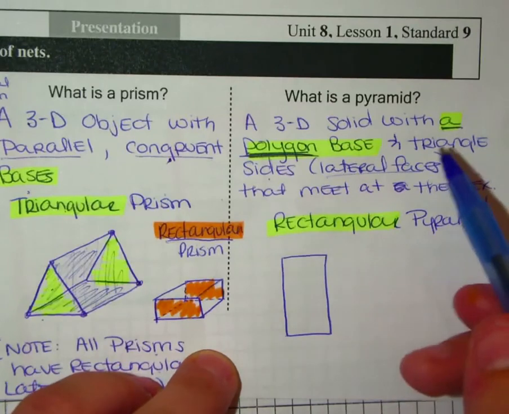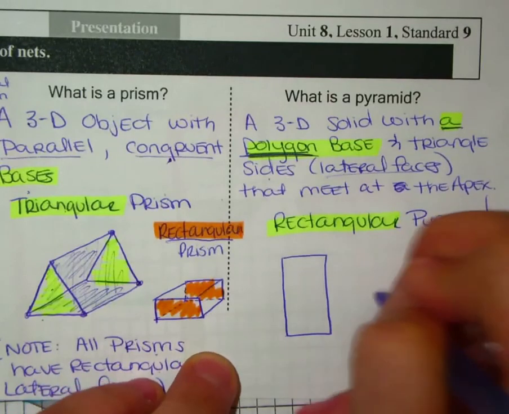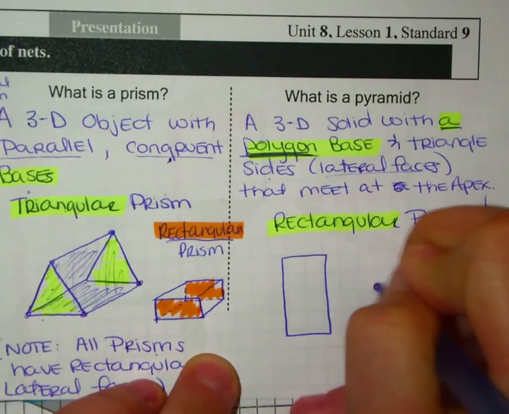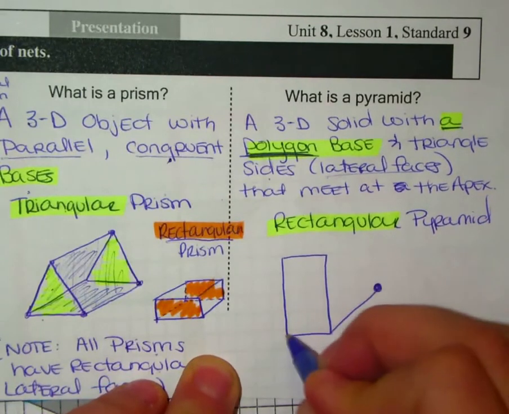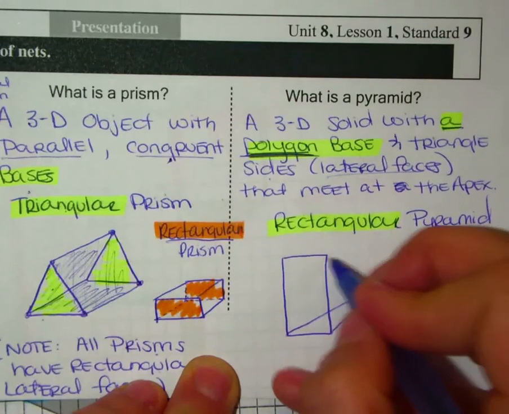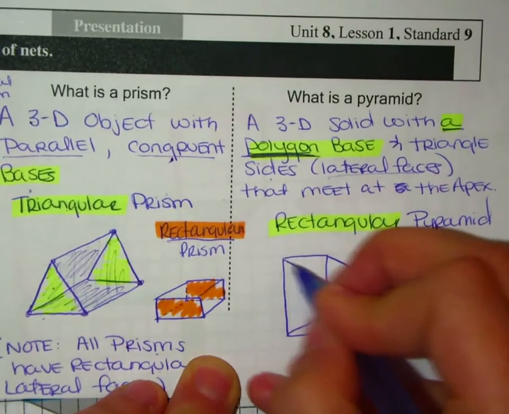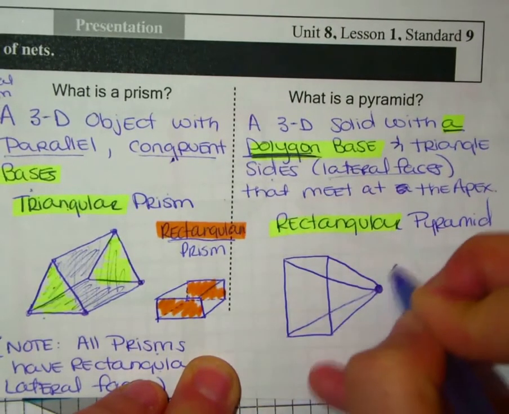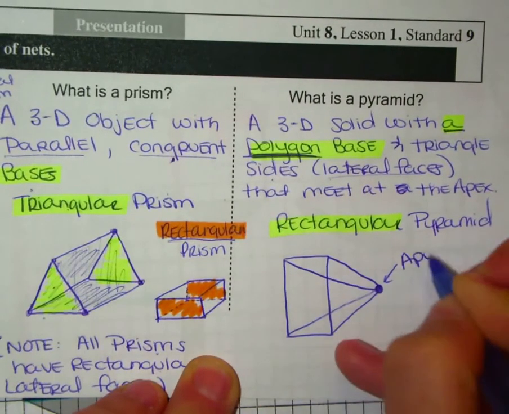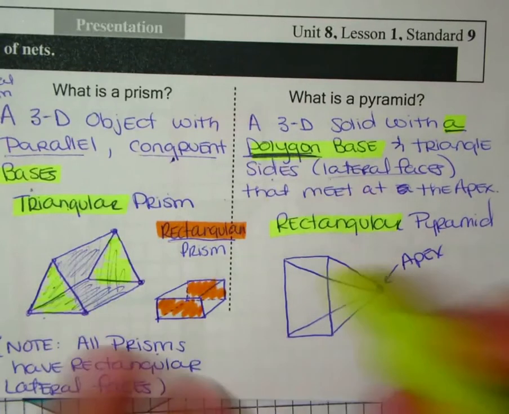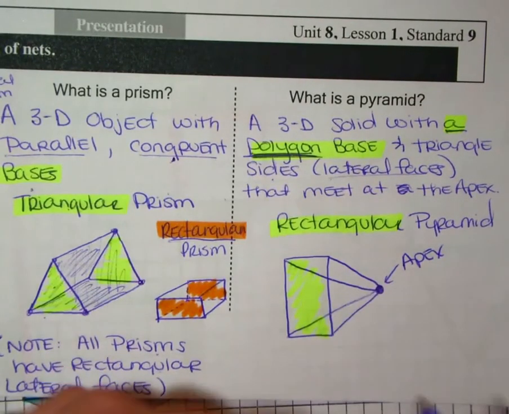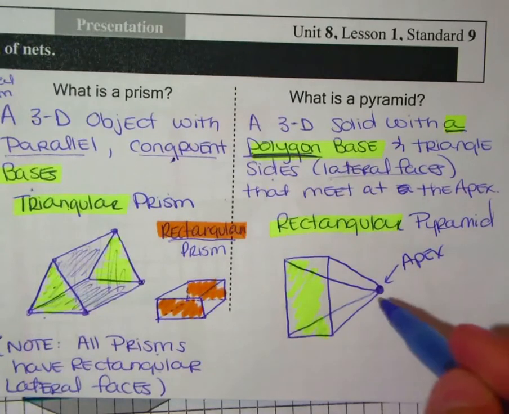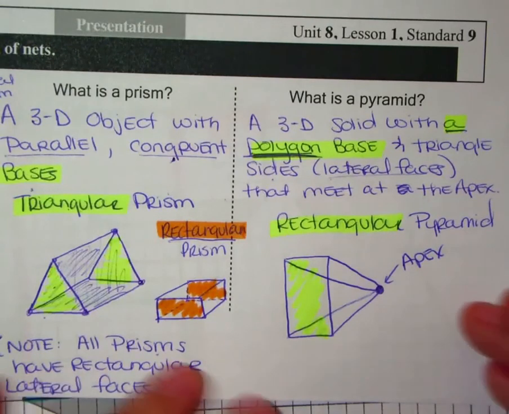And triangle faces that meet at an apex. So an apex is like a single point where all of the lateral edges meet. This is the apex. So this one looks a little bit weird, but this is a rectangular pyramid because the base is a rectangle, and they all meet at a single apex.